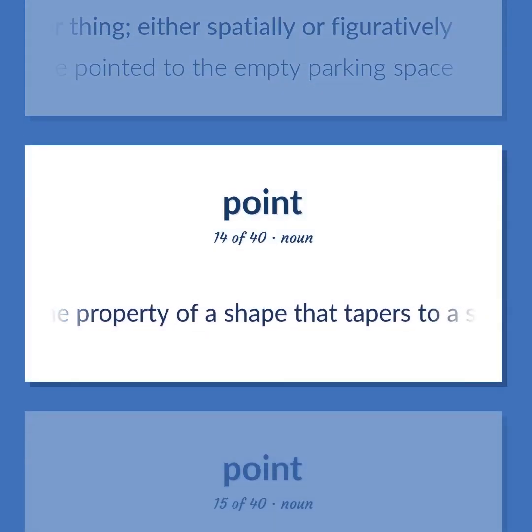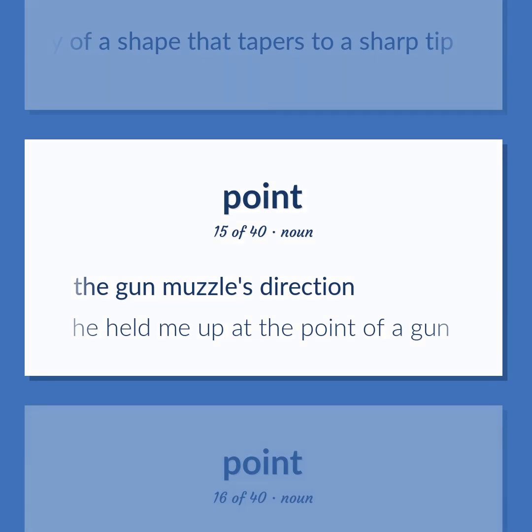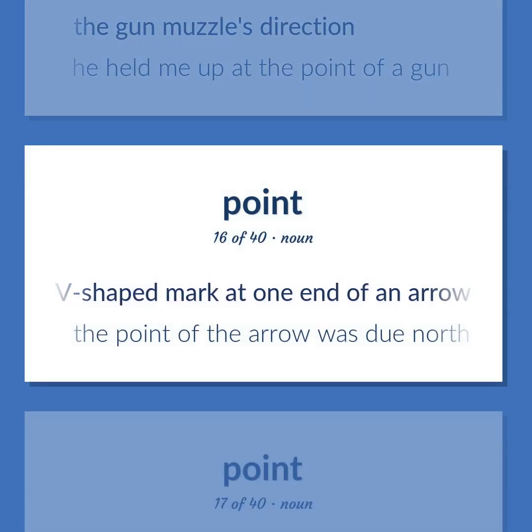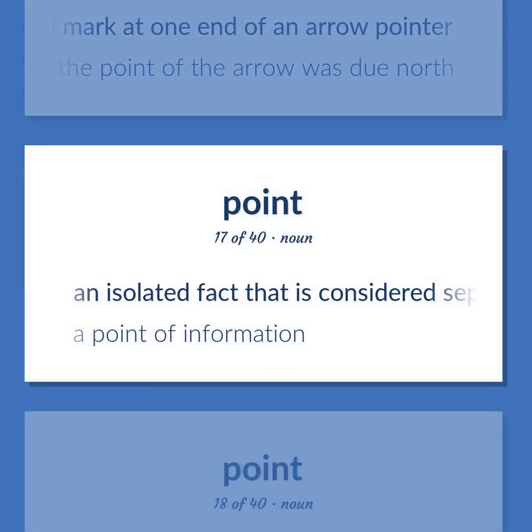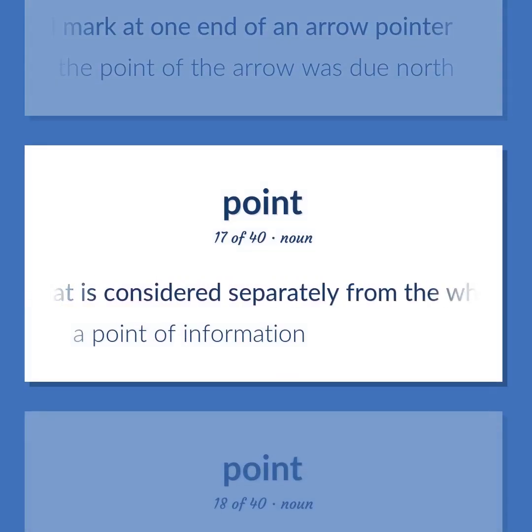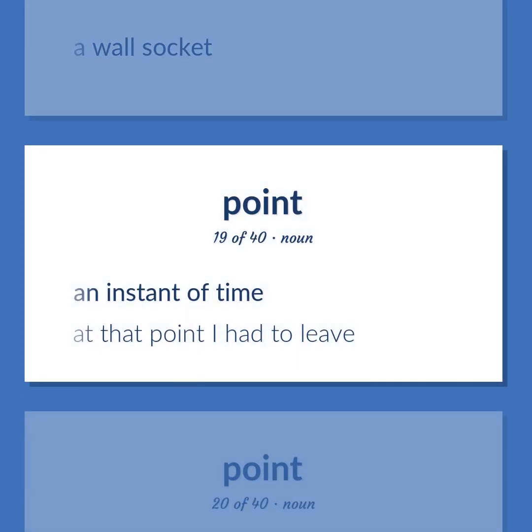The property of a shape that tapers to a sharp tip. The gun muzzle's direction. He held me up at the point of a gun. A V-shaped mark at one end of an arrow pointer. The point of the arrow was due north. An isolated fact that is considered separately from the whole. A point of information. A wall socket. An instant of time. At that point I had to leave.